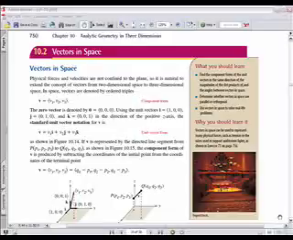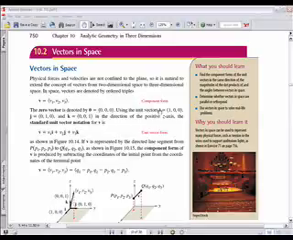In this section, we look at an introduction to vectors in space in 3 dimensions. So here's a 3D vector in component form. We have v1, v2, v3. So we have 3 components as opposed to 1 per dimension. And again, we have the unit vectors.